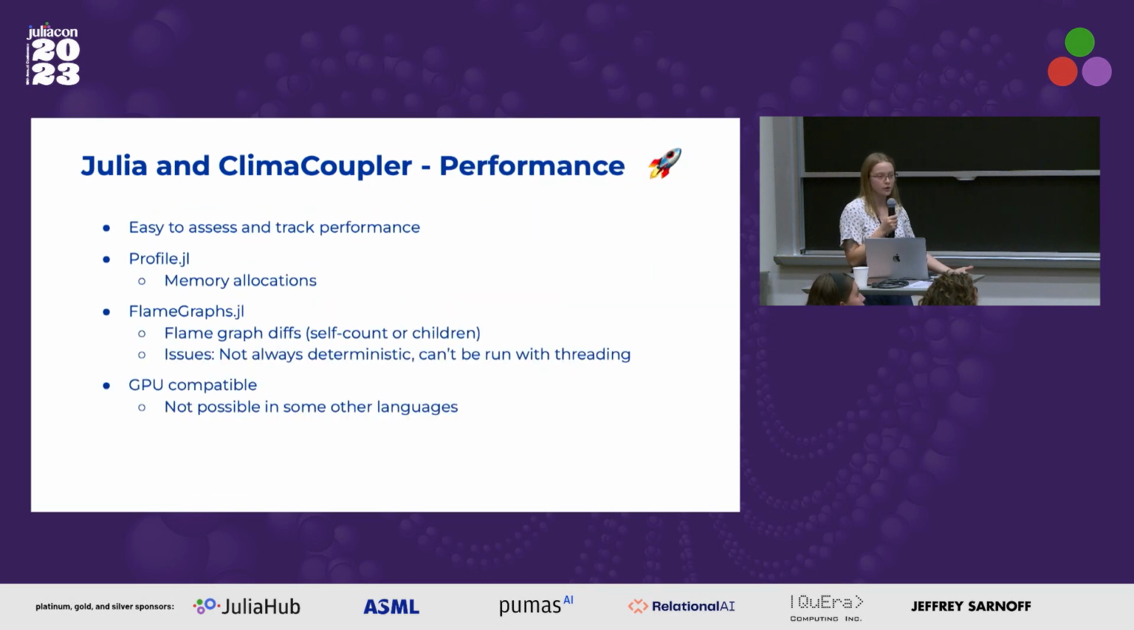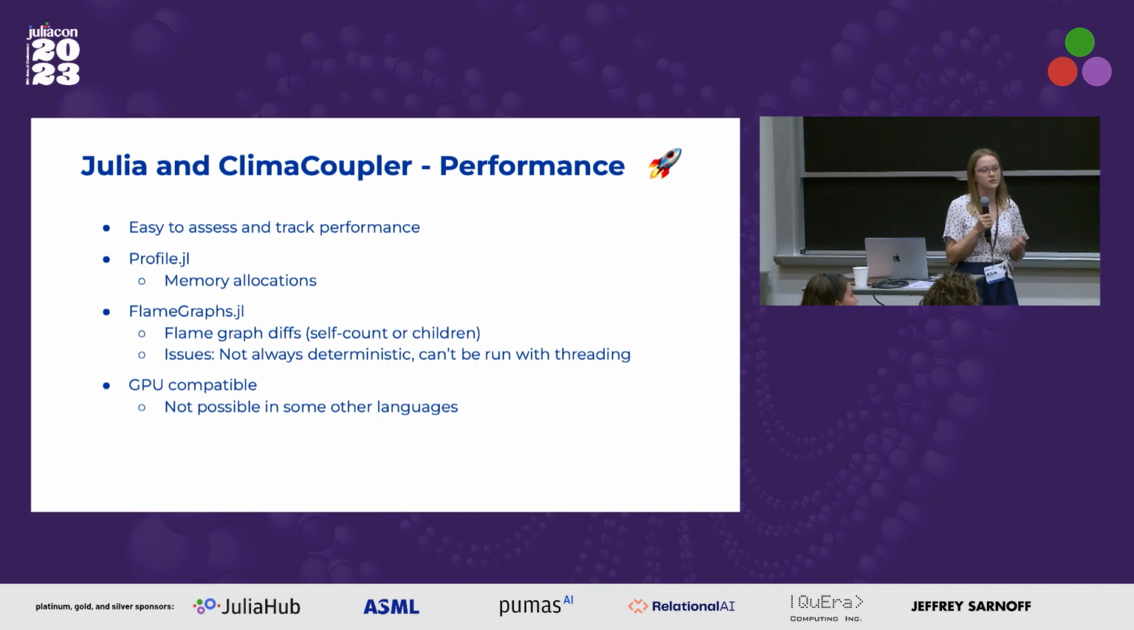Something else that Julia has been really useful for is performance, both in terms of tracking performance and improving our performance. I wanted to shout out a couple of packages that have been really useful for us. The first is Profile.jl, which is useful for visualizing memory allocations. The second is FlameGraphs.jl, which shows how much time is spent in each function. These both really allow you to target where your code is maybe not optimized, and you can further dig into those and improve the code there.